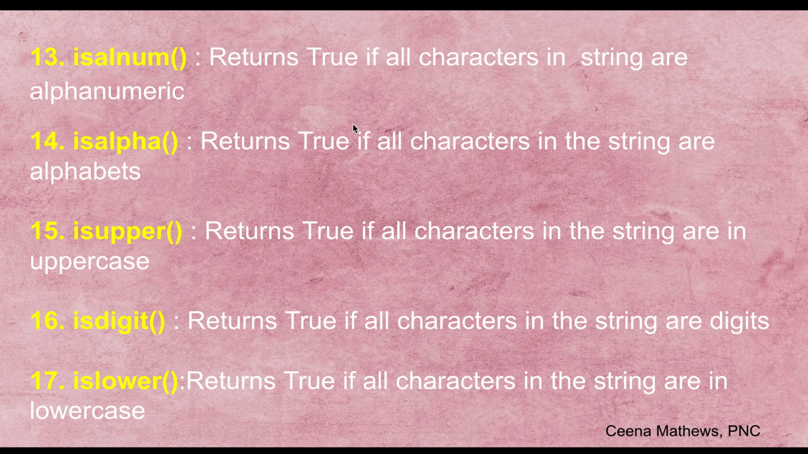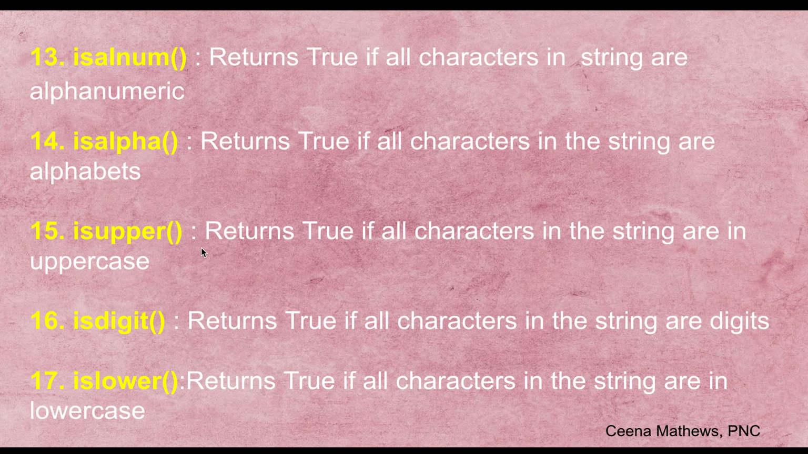Next method is isalnum, which returns true if all characters in the string are alphanumeric, which means if the string has only alphabets and numbers, this method will return true. Next is isalpha. It will return true if all characters in the string are alphabets. No special characters even. There should not be any spaces. Only in such case it will return the result as true.